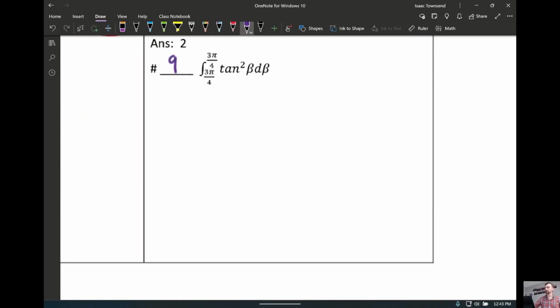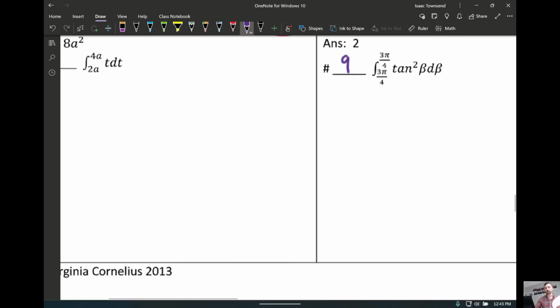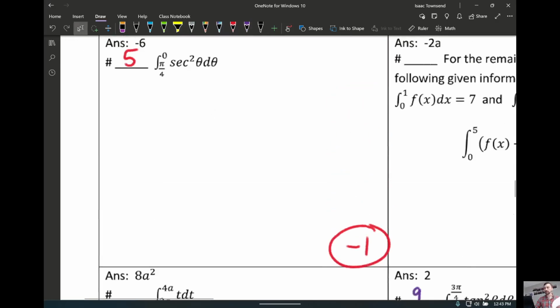I really like this question. You got an answer of 0. So this looks like a trig derivative, right? But it's not. It didn't matter because from 3 pi over 4 to 3 pi over 4, it's not opening up. There's no area to be had. But that one makes you do a double take there. So number 10.